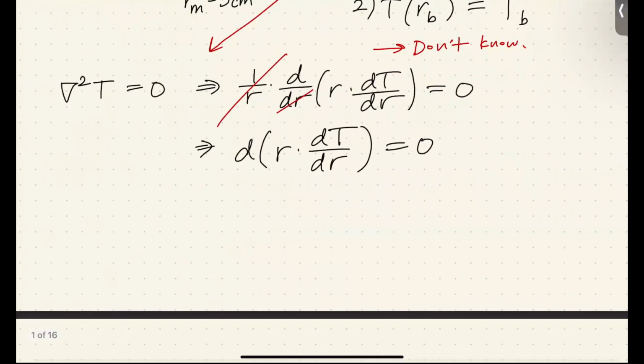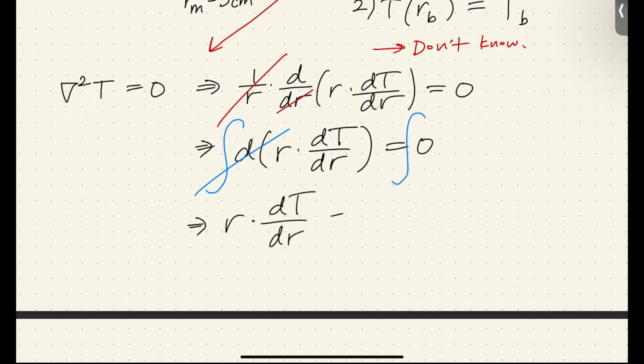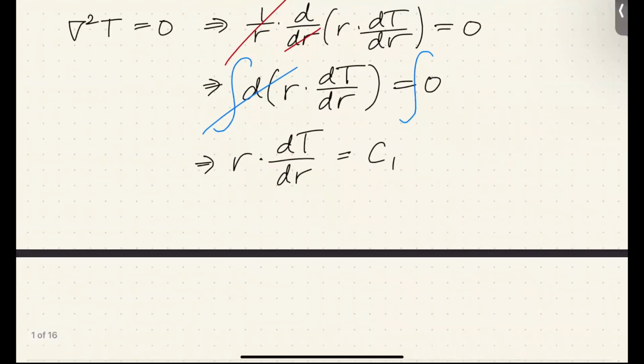So now that we have this, we can take the integral of both sides. Of course, the integral of the derivative cancels out, and we're left with r dT/dr equals a constant, because we just took the integral. And now we can do the exact same thing. We can move the dr to the other side, we can take the integral, and we can also move the r to the other side.